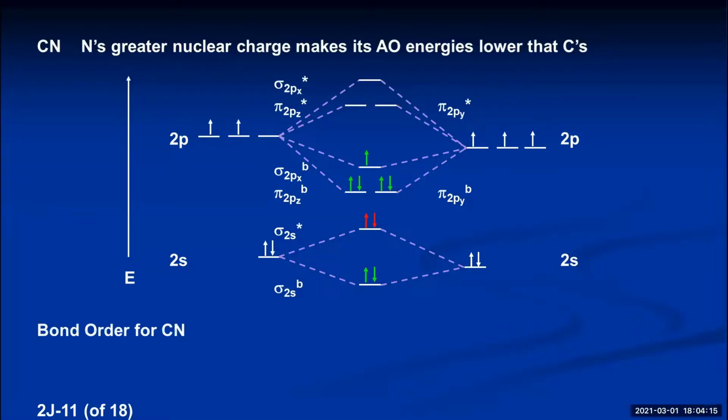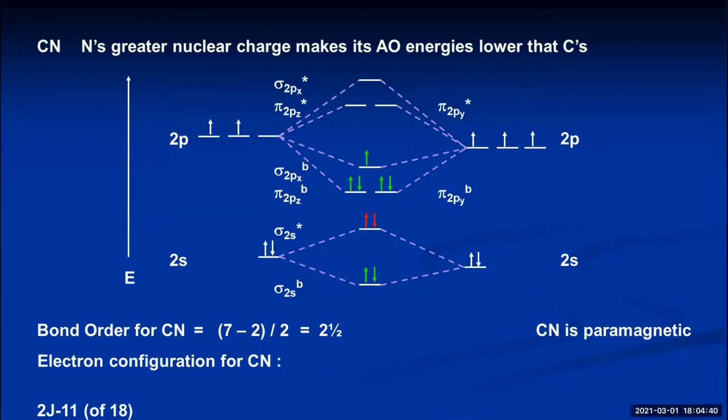So this should allow you to calculate the bond order for a CN bond. It's 7 bonding electrons minus 2 anti-bonding divided by 2 gives you a bond order of 2.5. Because there's one unpaired electron up there in the sigma 2px bonding orbital, that one electron spinning by itself creates a magnetic field. Therefore, this substance is going to wind up being paramagnetic. And the electron configuration notation, reading it from bottom to top, is sigma 2s bonding 2, sigma 2s antibonding 2, pi 2p bonding 4, and then sigma 2p bonding 1.